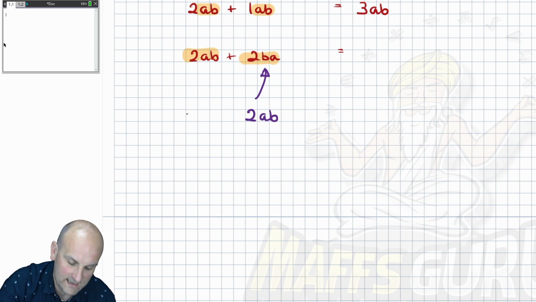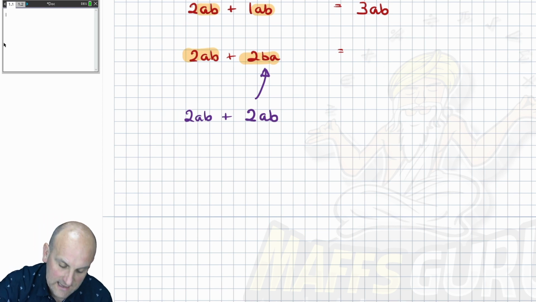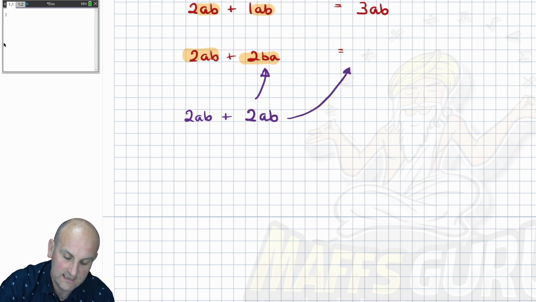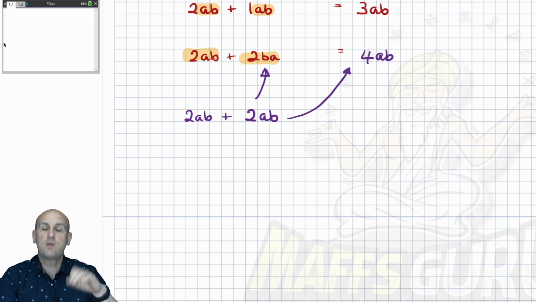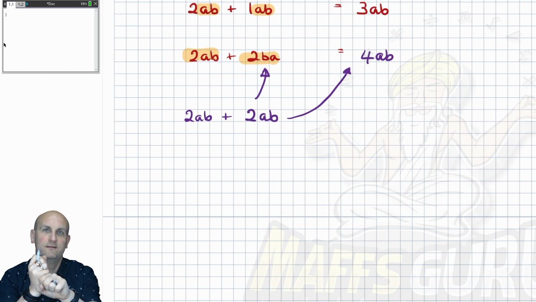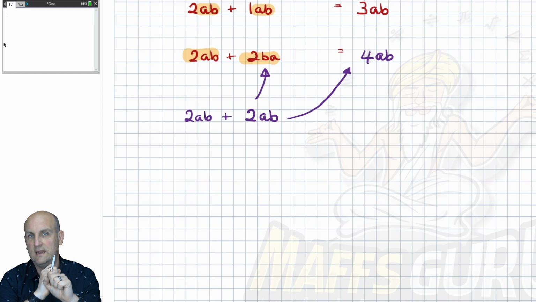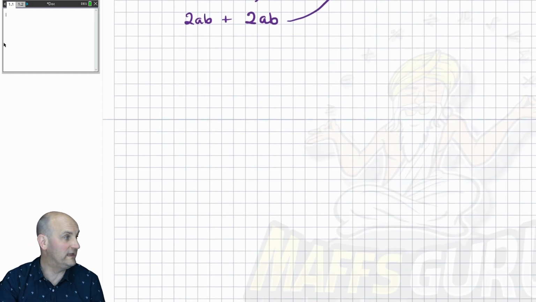Hold on a minute, governor. So if I rewrite the question, I've got 2 apple bananas plus 2 apple bananas, and yes, that actually is like terms, so I end up with 4 apple bananas. So if any of the questions give you letters stuck together, make sure you write them in alphabetical order. Just reverse them into alphabetical order. And I think pretty much, let me just check, that's where we're going.